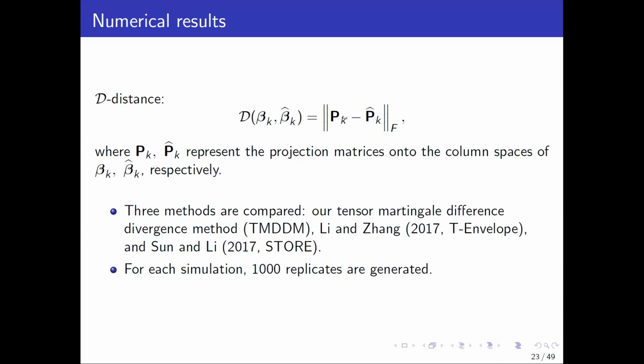And we compare three different models. Our model is denoted as TMDDN, and Li and Zhang's method, which assumes a linear parametric model, is denoted as T-envelope. And Sun and Li's method is another method that assumes a different linear parametric model. We denote it as STORE. For each simulation, we generated 1,000 replicates to compute the average and standard deviation of the d distances.